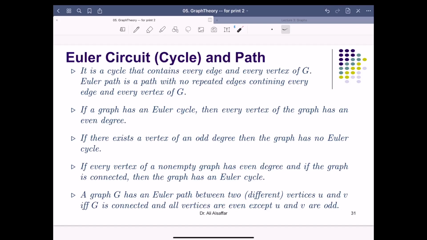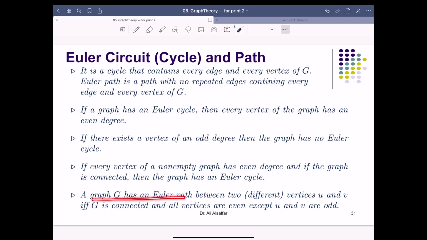Now what condition should we use to verify that a graph has an Euler cycle? If every vertex of a graph has even degree and the graph is connected, then the graph has an Euler cycle. So if you want to check that the graph does not have an Euler cycle, find one vertex of odd degree. If you want to verify that the graph has an Euler cycle, check that it is connected and every vertex has even degree.